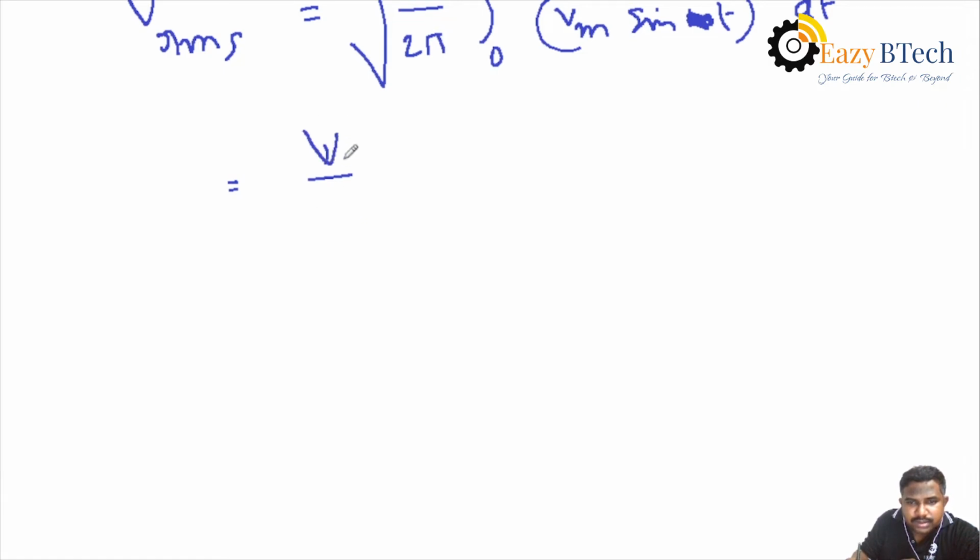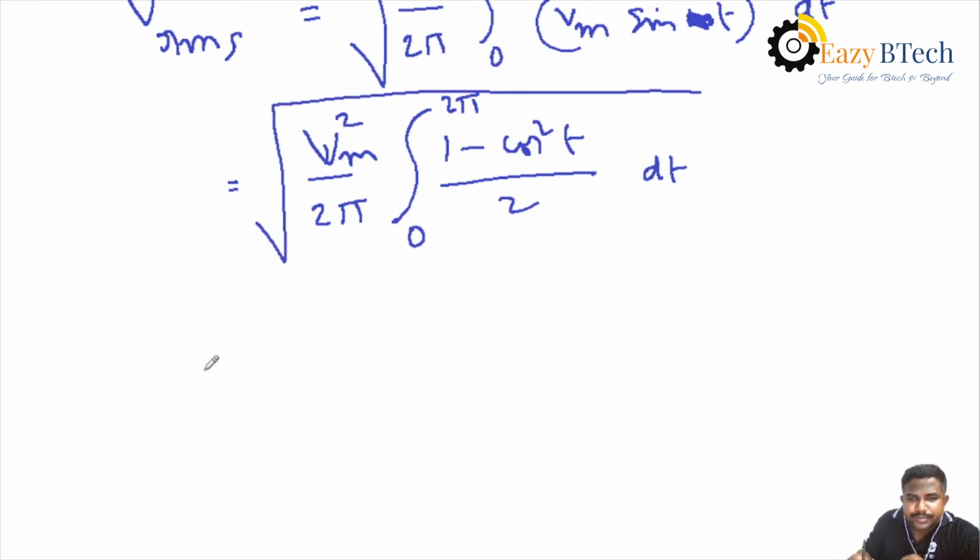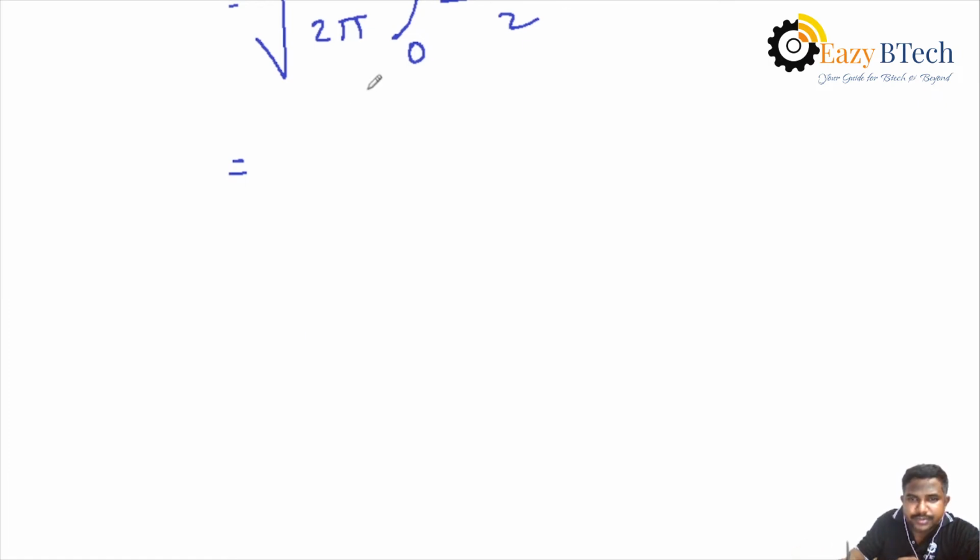Vm is constant, then Vm square by 2 pi. We know the formula of sine square theta, that is (1 minus cos 2 theta) by 2. Then integration 0 to 2 pi, then dt, that is whole square. Then apply the integration here.